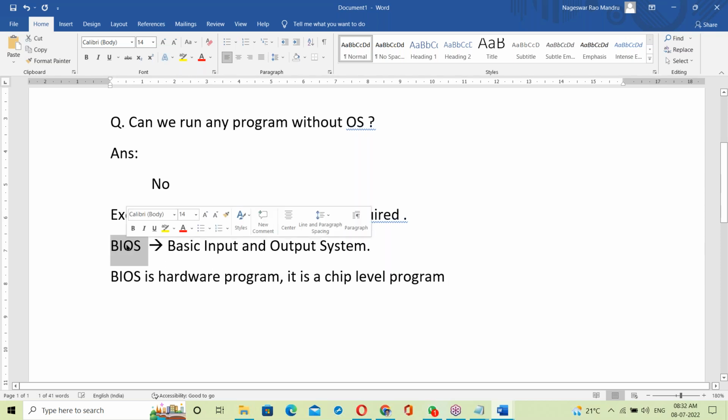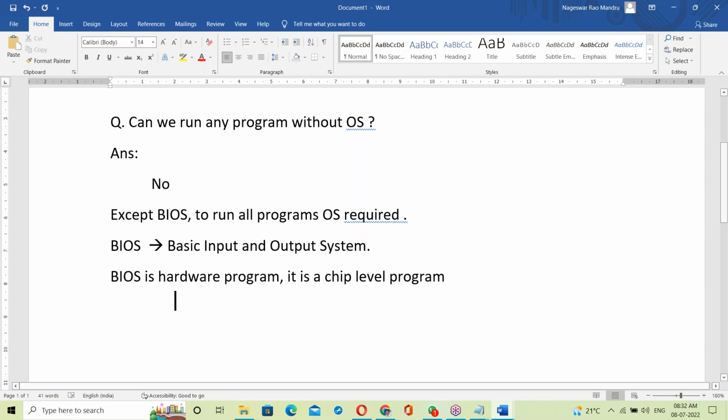The BIOS chip contains the BIOS program. BIOS stands for Basic Input Output System. BIOS is a hardware program, a chip-level program. Once you power on your computer, first of all power goes to the BIOS chip.